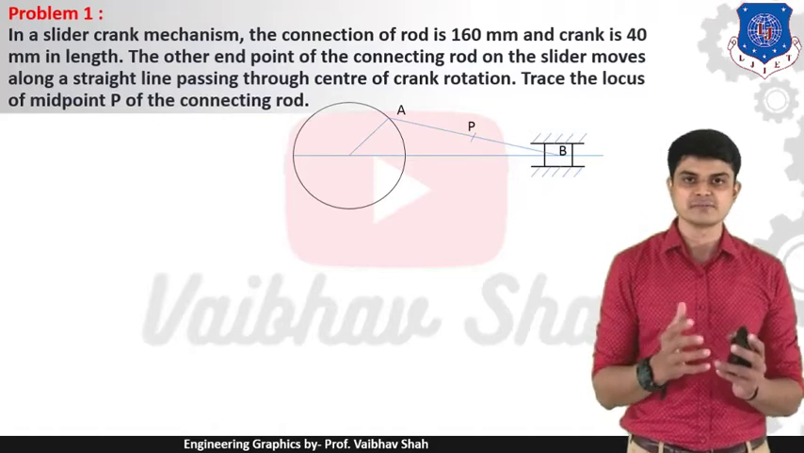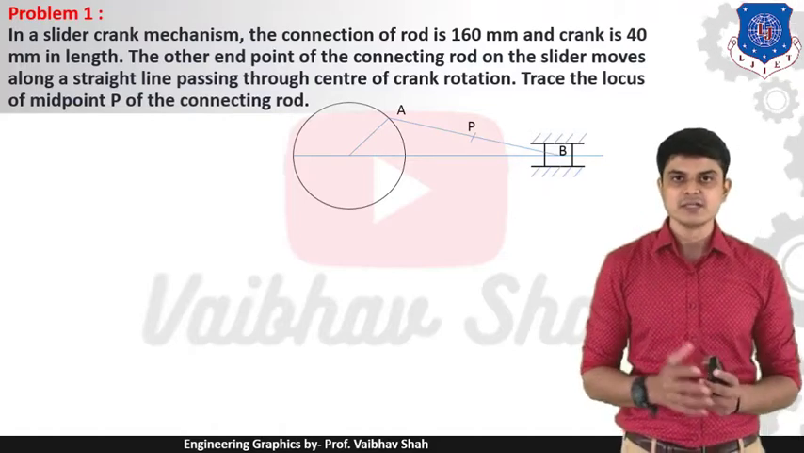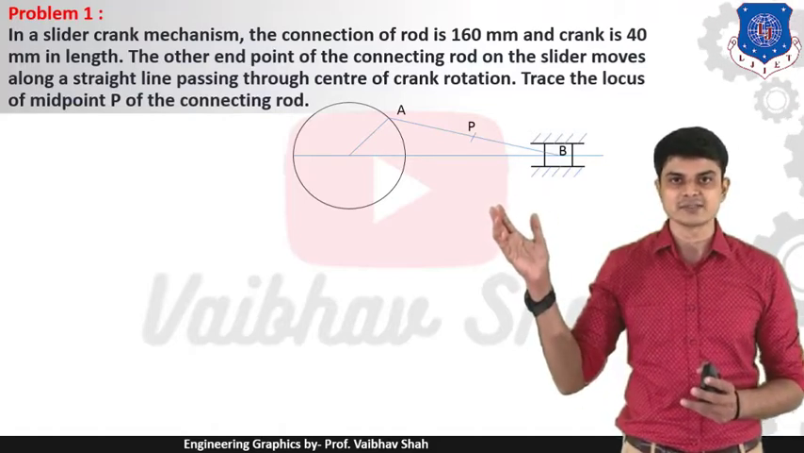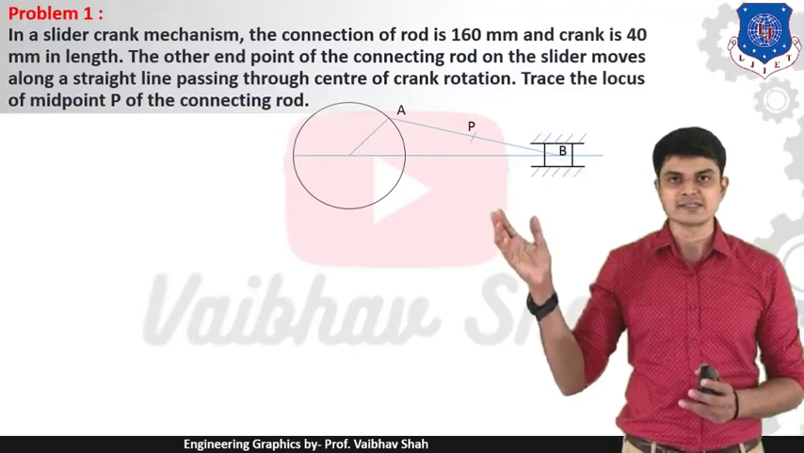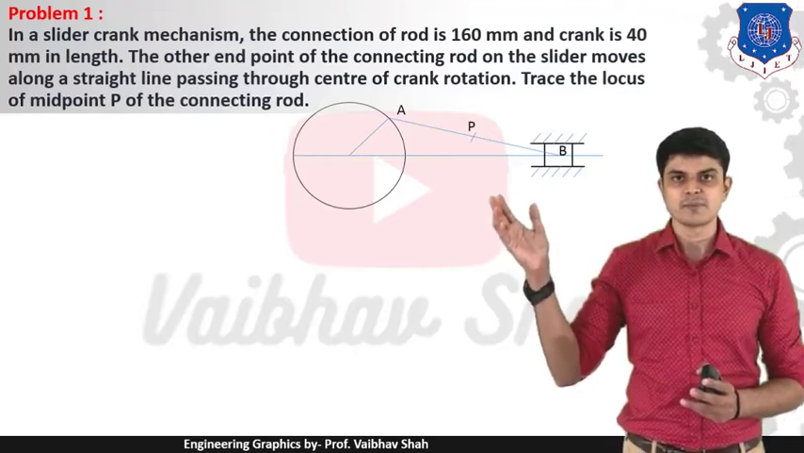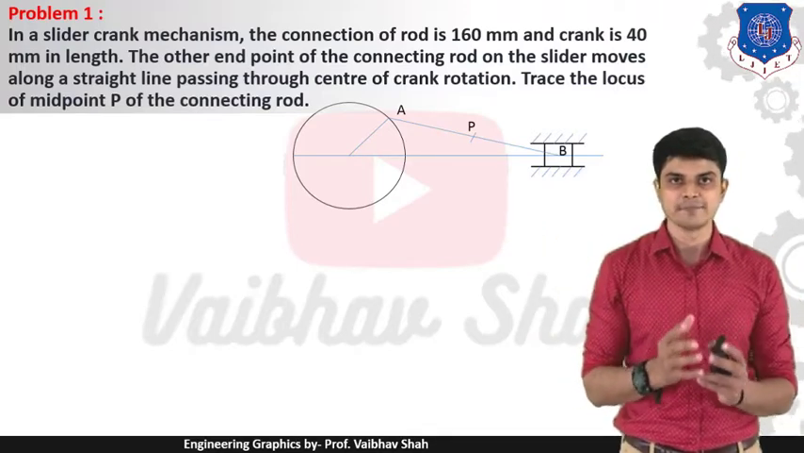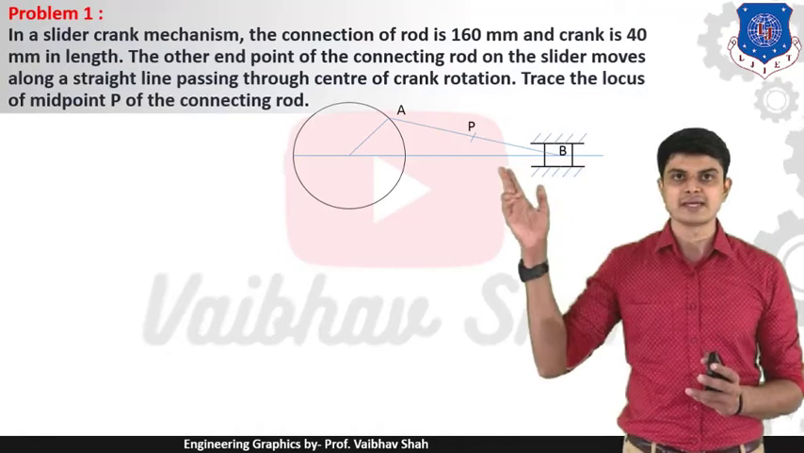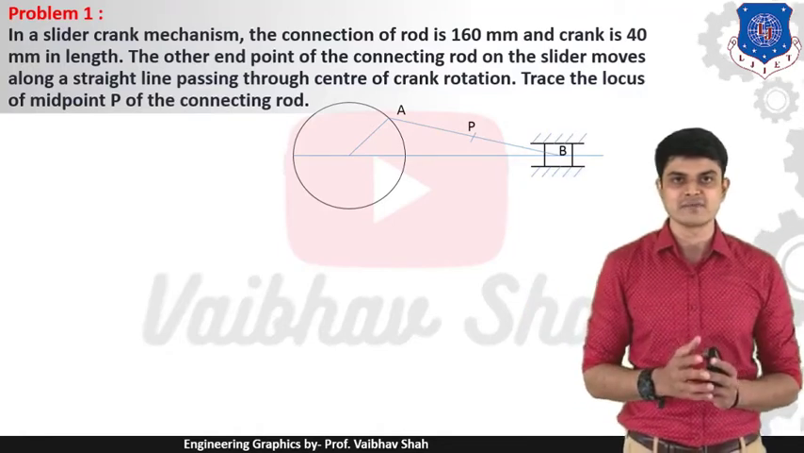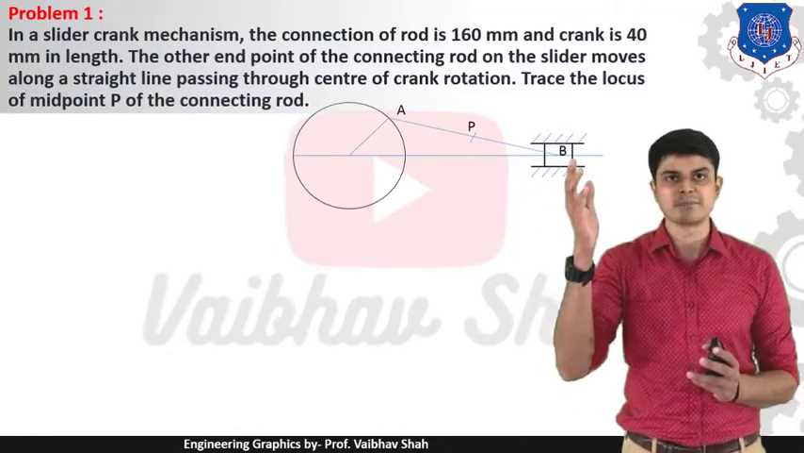There are a few terms, so let us first understand them. The circle is your crank. The different positions of the crank are shown by the circle. The small portion connecting your point A to the center of the circle is your crank. Now AB, the longest link, is known as your connecting rod, which connects between your crank and your piston here.